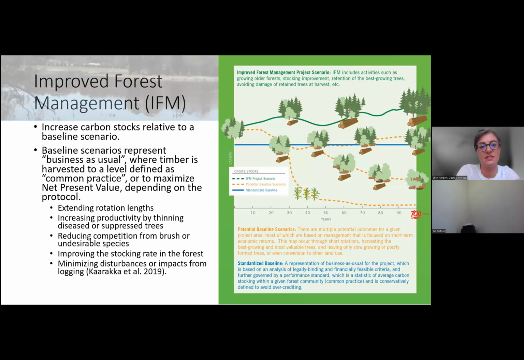Improved forest management is another type of carbon project. So this is basically a growing or mature forest where you implement some type of management practice to increase carbon stocks relative to a baseline. So baseline basically in this context means the business as usual, where timber is harvested to a level defined as common practice. So what would commonly happen in a forest in your region, depending on the protocol. So a lot of the things that can happen, and I think NCX will talk about this: deferred harvest management, extending rotation length, increasing productivity by thinning diseased or suppressed trees, reducing competition from brush or other undesirable species, improving stocking rates, or minimizing disturbances or impacts from logging.